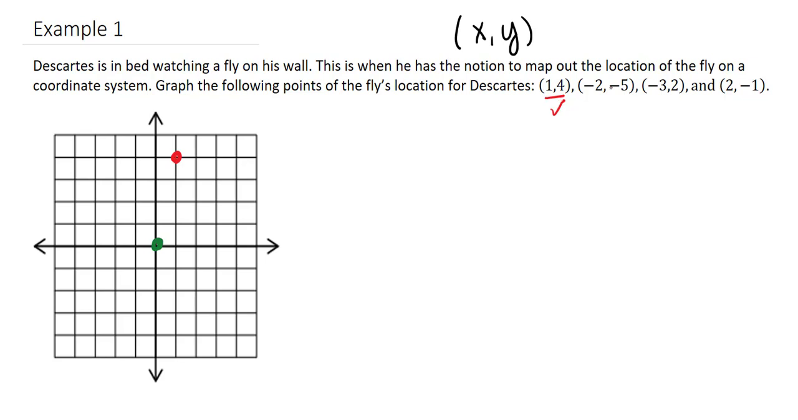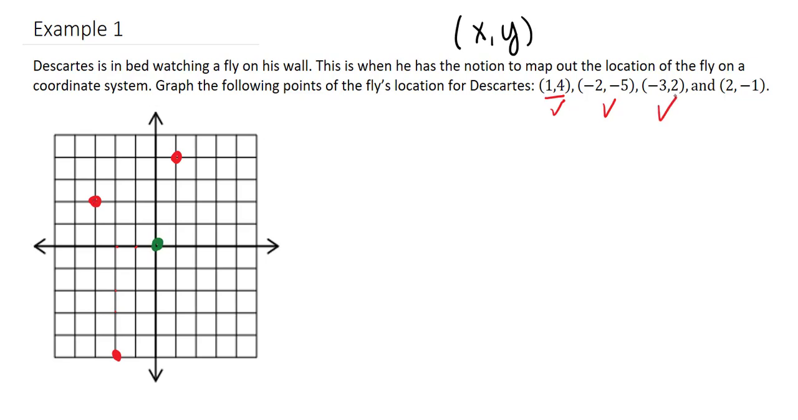Now let's do -2 and -5. Well, -2 means we're going to the left because it's negative. So we go over 1, 2. Then we need to go -5 for the y, so that means we need to go down. So 1, 2, 3, 4, 5, which will be right there. So we've done this one. Next, -3 and 2. We need to go to the left for x. We go 1, 2, 3. But we have positive y this time, so we need to go up 2 times. So 1, 2.